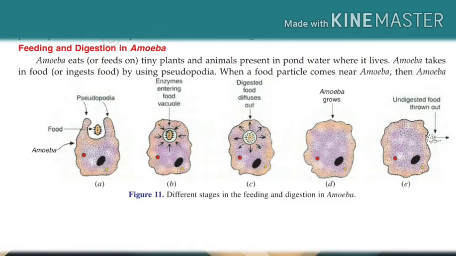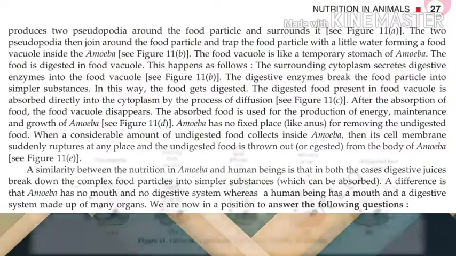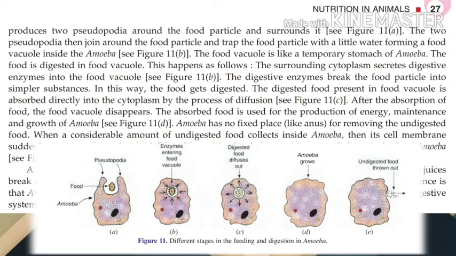When a food particle comes near amoeba, then amoeba produces two pseudopodia around the food particle and surrounds it. Look at figure 11a. Here we see two pseudopodia around the food particle. Okay. The pseudopodia then join around the food particle and trap it with a little water, forming a food vacuole inside the amoeba.